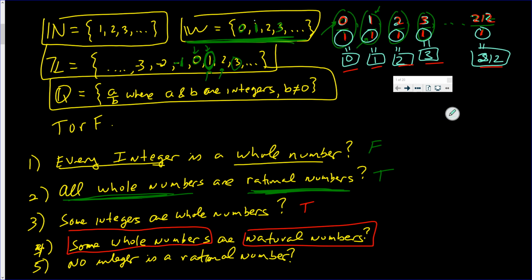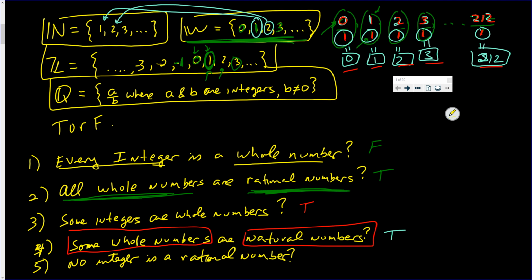This number right here is a natural number. There's my sum. This is true. I mean, you can say 1 and 2 are whole numbers that are natural numbers. That can be your sum. Or you can just say 2 is a whole number and it's also a natural number. The next one says no integer is a rational number.